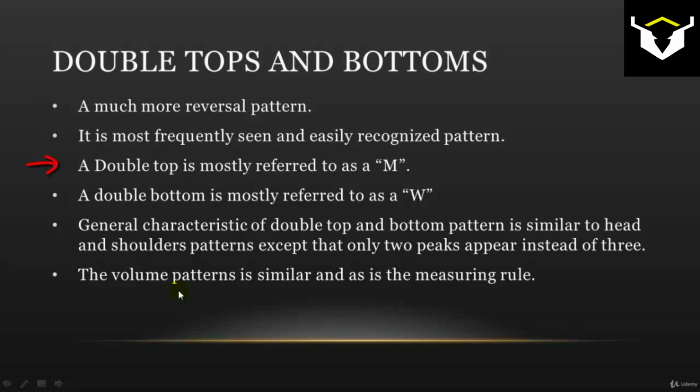A double top is mostly referred to as an M because it looks like an M, whereas a double bottom pattern is referred to as a W because it looks like a W. The general characteristics of double top and double bottom patterns are similar to the head and shoulder pattern, like volume interpretation, breaking of the trend line, and how volume picks up.